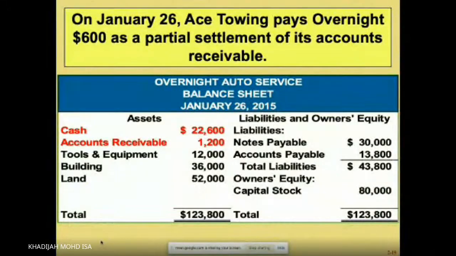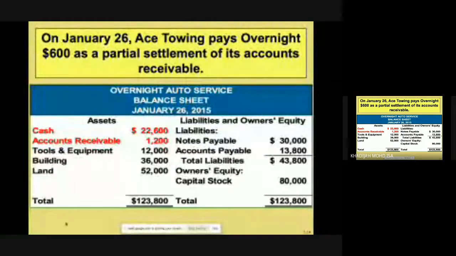Ace Towing pays Overnight 600 as a partial settlement. So Ace Towing, who is your accounts receivable just now, initially owed you 1,800, but now they pay you 600. So cash increased by 600, but at the same time your accounts receivable also reduced by $600.